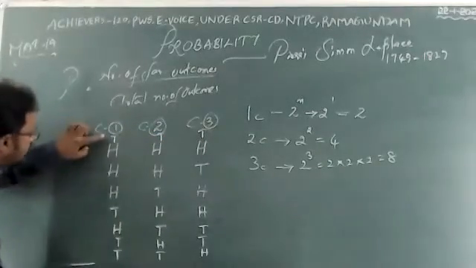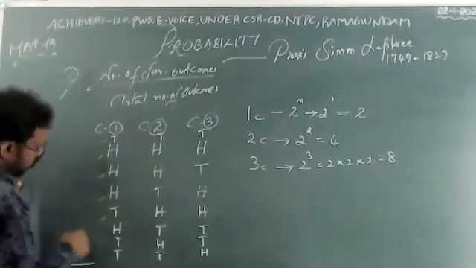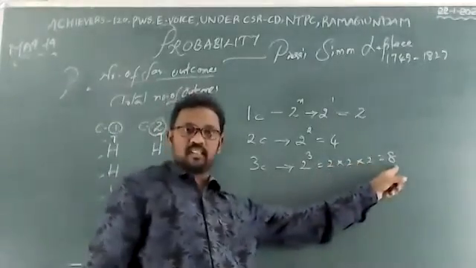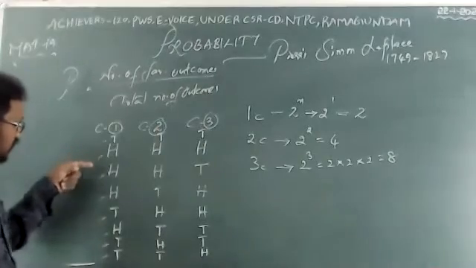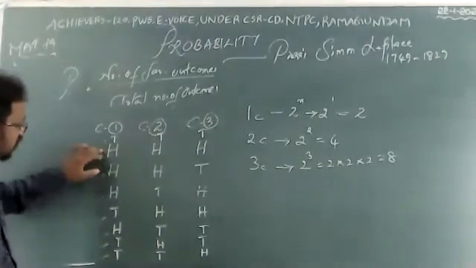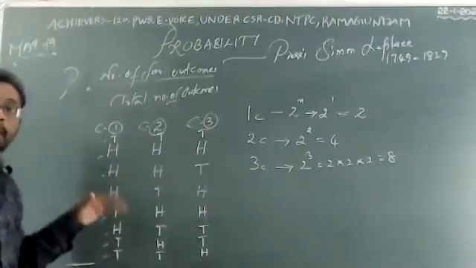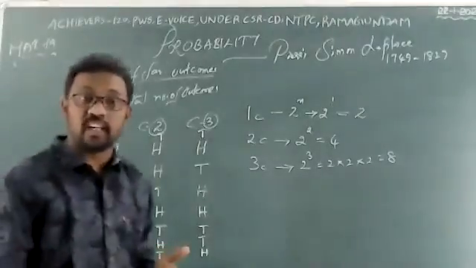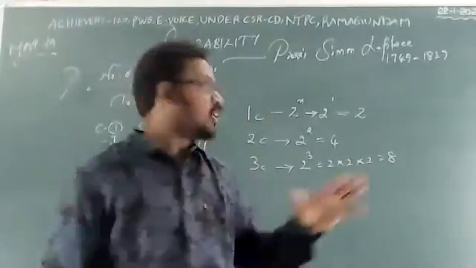Now counting how many chances: 1, 2, 3, 4, 5, 6, 7, 8. 8 chances will be there. Whenever you write, suppose 4 chances, the reciprocals, the opposite of the 4 chances, you will get the other 4. Adding both, you will get 8.